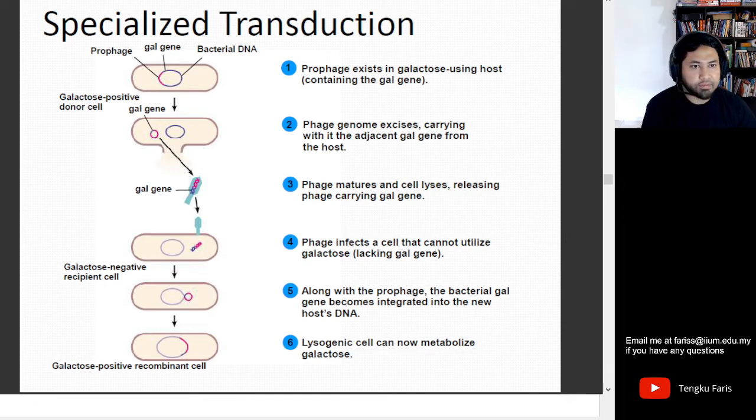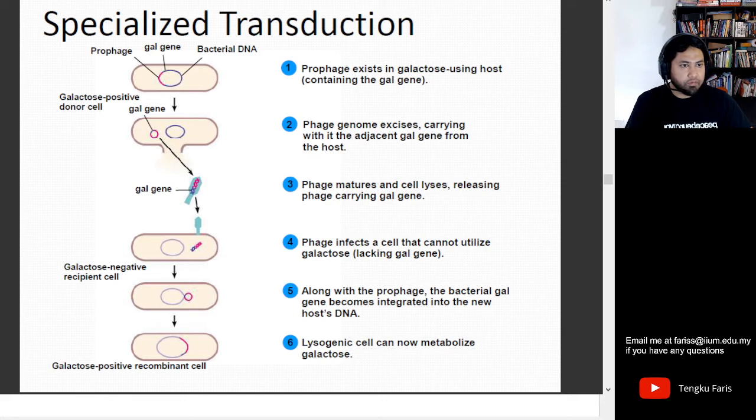What is prophage? Prophage is the genetic material of a bacteriophage. It's incorporated into the genome of a bacterium and able to produce phages if specifically activated.